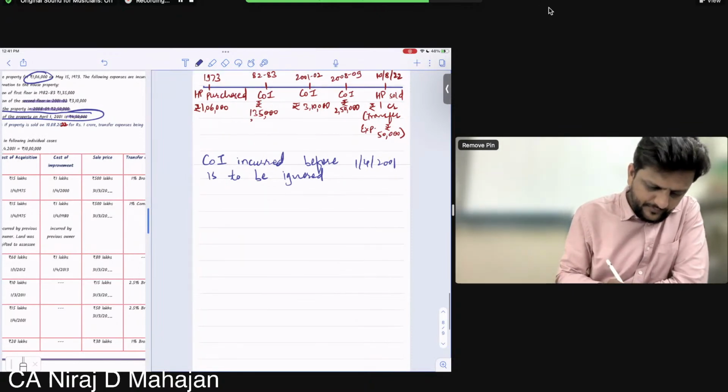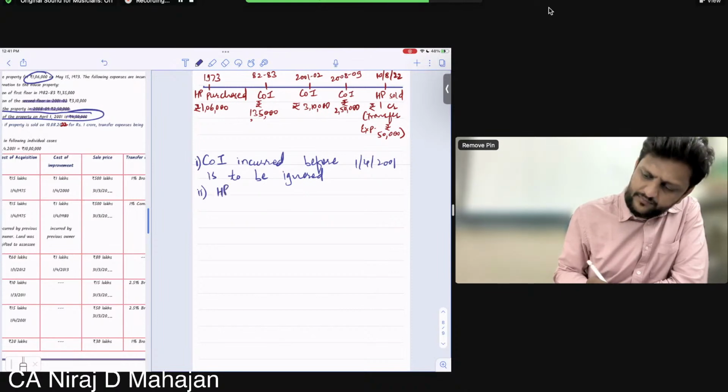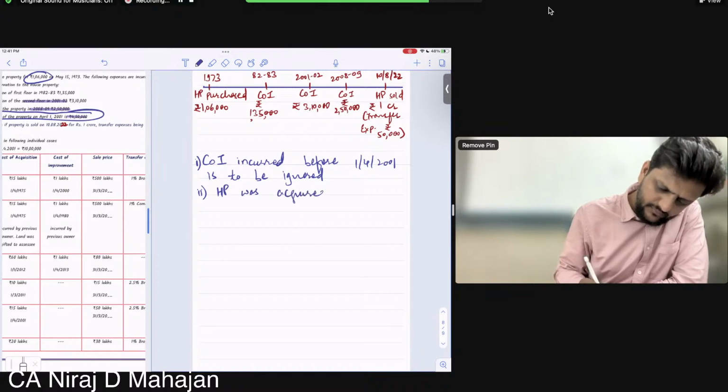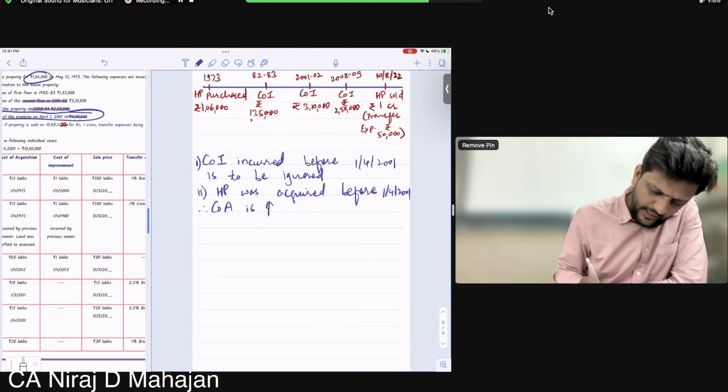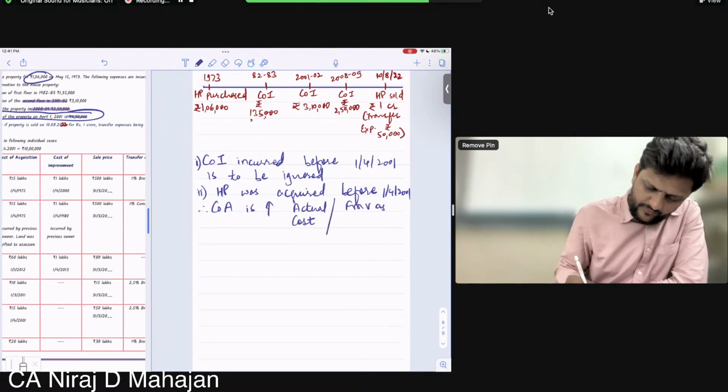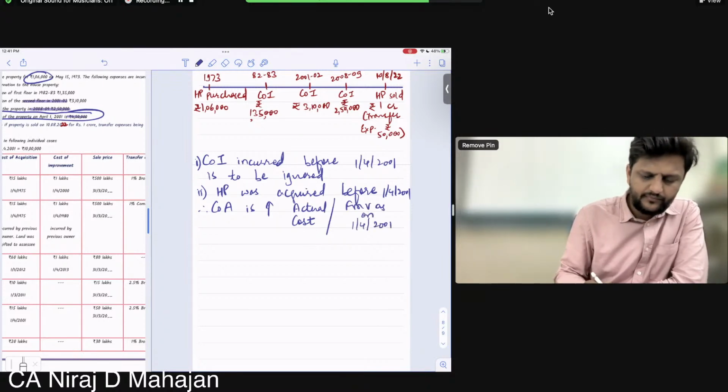Next point. The house property was acquired before when? 1/4/2001. Therefore, cost of acquisition is what? Higher of actual cost or FMV as on 1/4/2001. Yes, everybody?